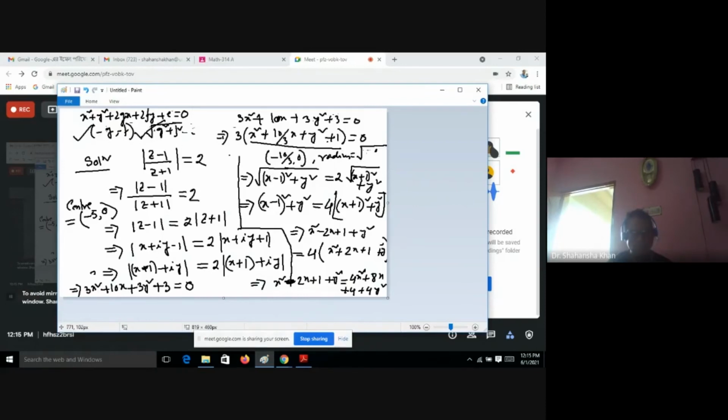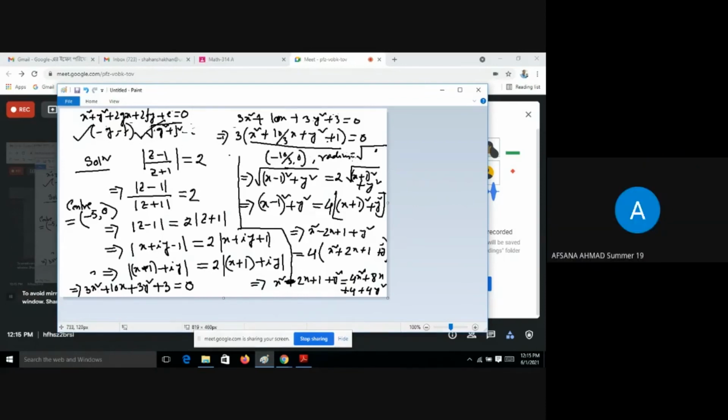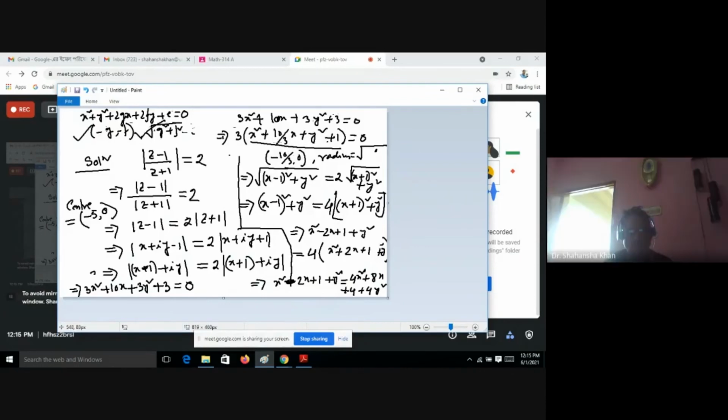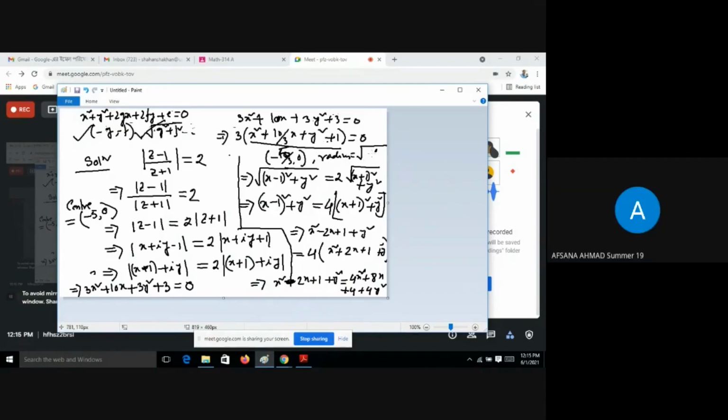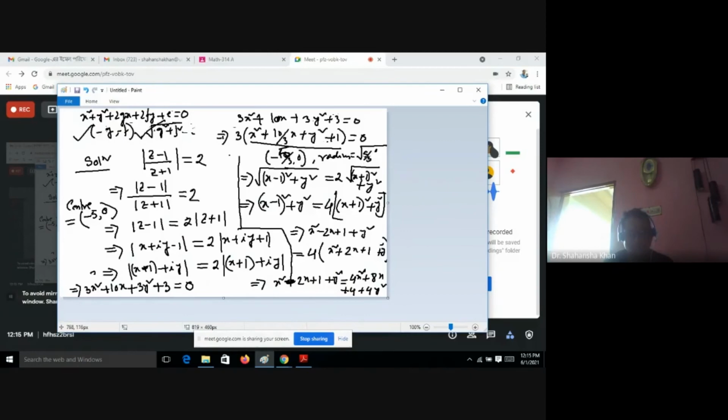And what is the radius, please? Sir, 5 by 3? Yes, 5 by 3. The radius is the root of 5 by 3 whole square plus 0 square minus 1. Yes, sir. That is the center, that is the radius. I hope all friends are clear now. Now we can draw the graph.